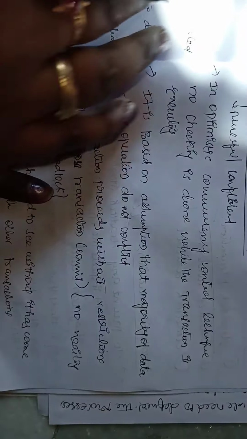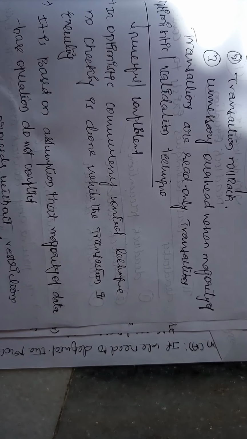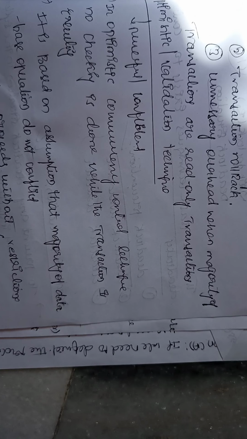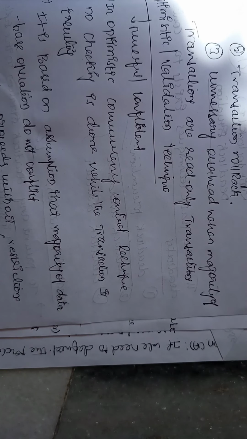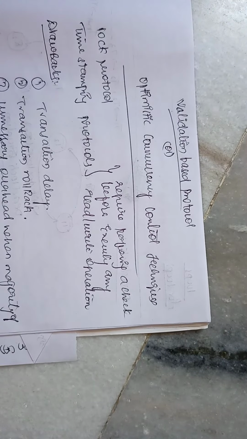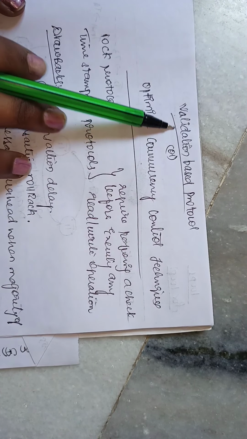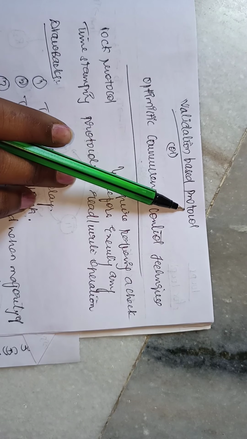Okay, clear? And the next topic we are moving on to is one of the most important techniques and easy to learn. That is the optimistic concurrency control technique, or we can also call it validation based protocols.